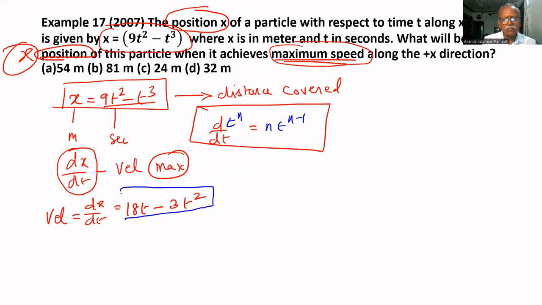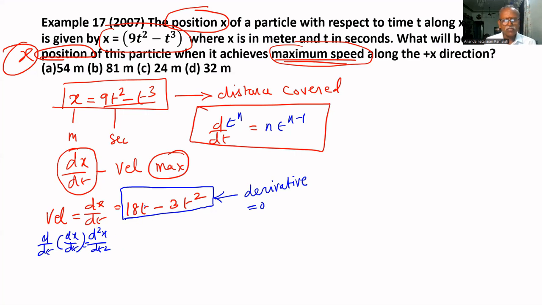When will it be maximum? Mathematics says that if the differentiation of this equals 0, then it may be a maximum or minimum. So the derivative of this must be equal to 0. What is the derivative of this? We have to differentiate one more time, so d square x by dt square, that is d by dt of dx by dt. Second time differentiation means we differentiate this once again.